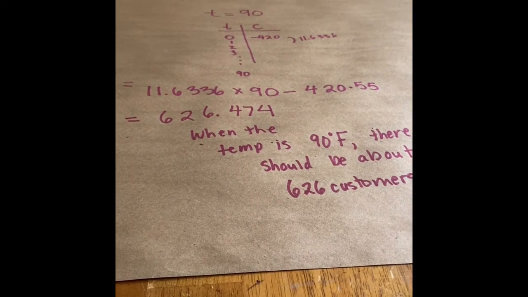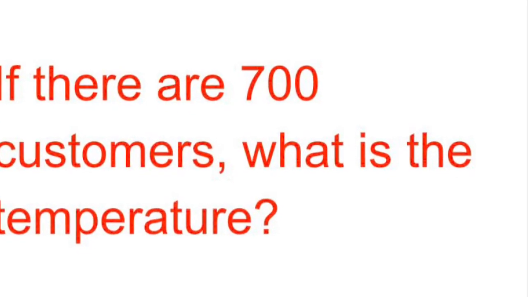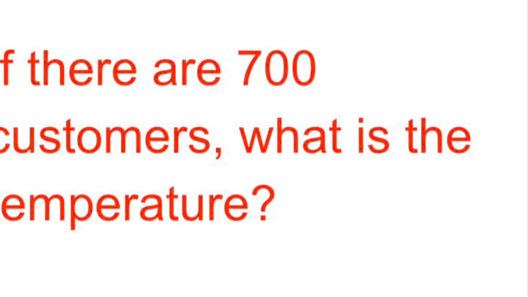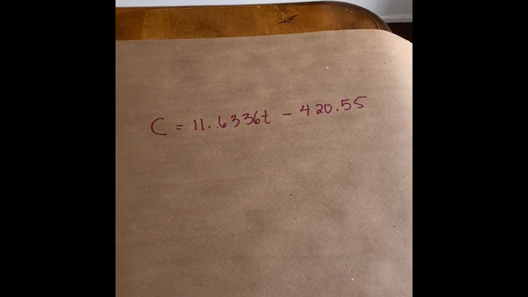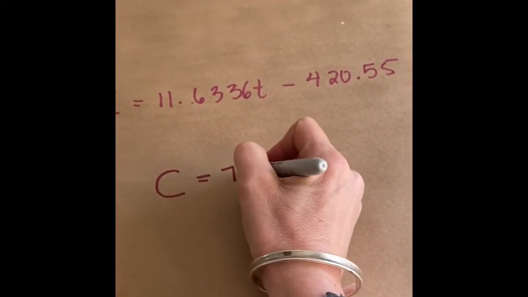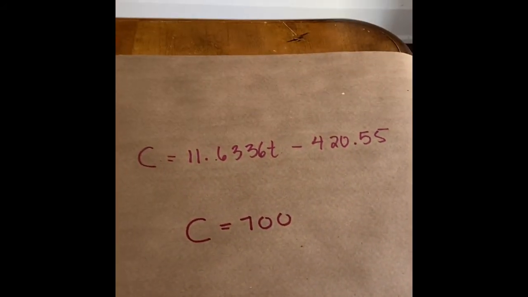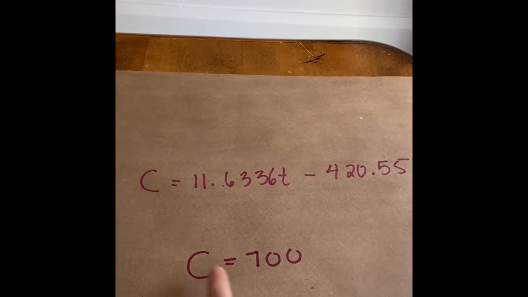Okay, so let's look at our second question from yesterday. So this time in the question, it tells us not the temperature, it tells us the number of customers. It tells us that the customers are 700. So we're not going to put the 700 where the T is. We're going to put the 700 where the C is.